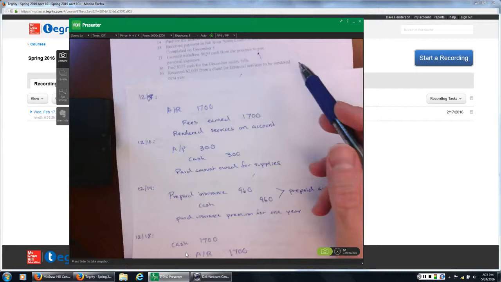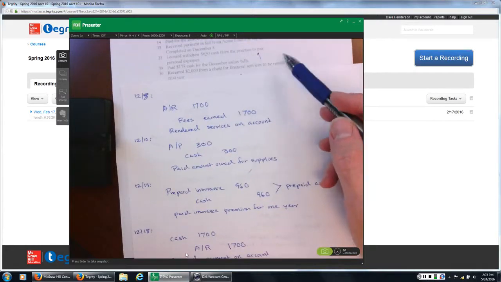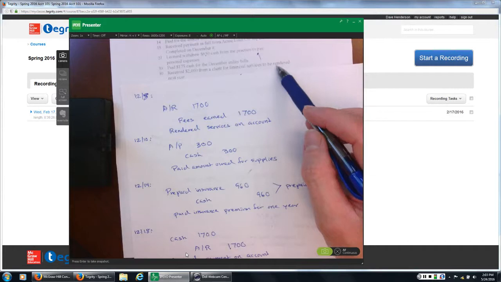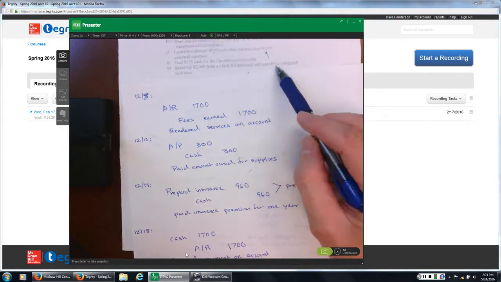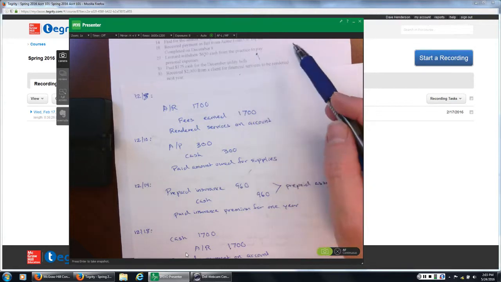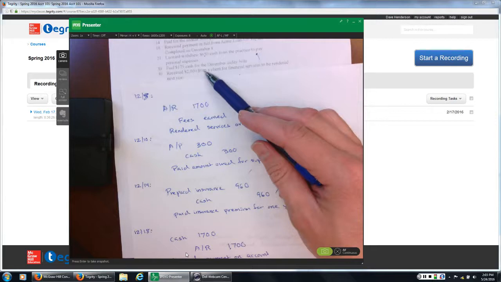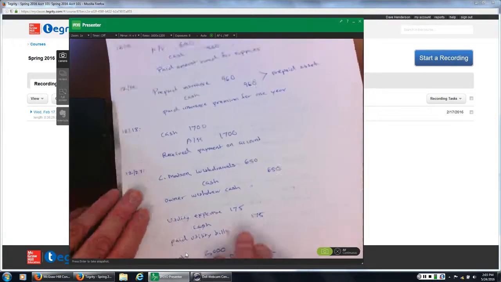Okay. Then on the 30th, received $2,000 from a client for services to be rendered next year. So in this situation, this is unearned revenue. This is not revenue yet. They got paid up front, but they have not provided the service yet. The revenue recognition principle is an important principle in accounting. It says that you cannot record the revenue until you have earned it, and you have not earned it yet. You will earn the revenue once you perform the services. So you're getting cash up front, so it's a debit to cash, $2,000, but then it's a credit to unearned revenue or unearned fees for $2,000. Okay?